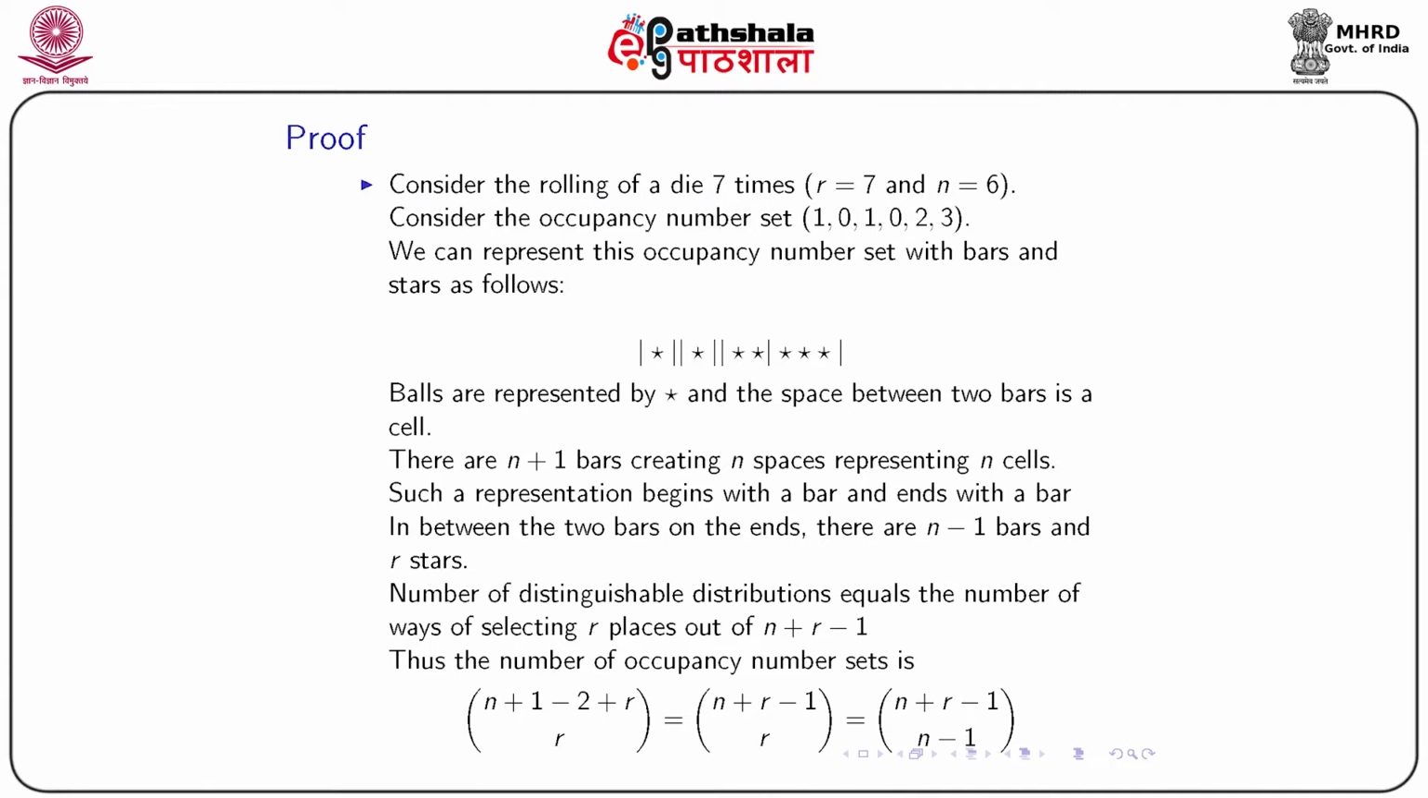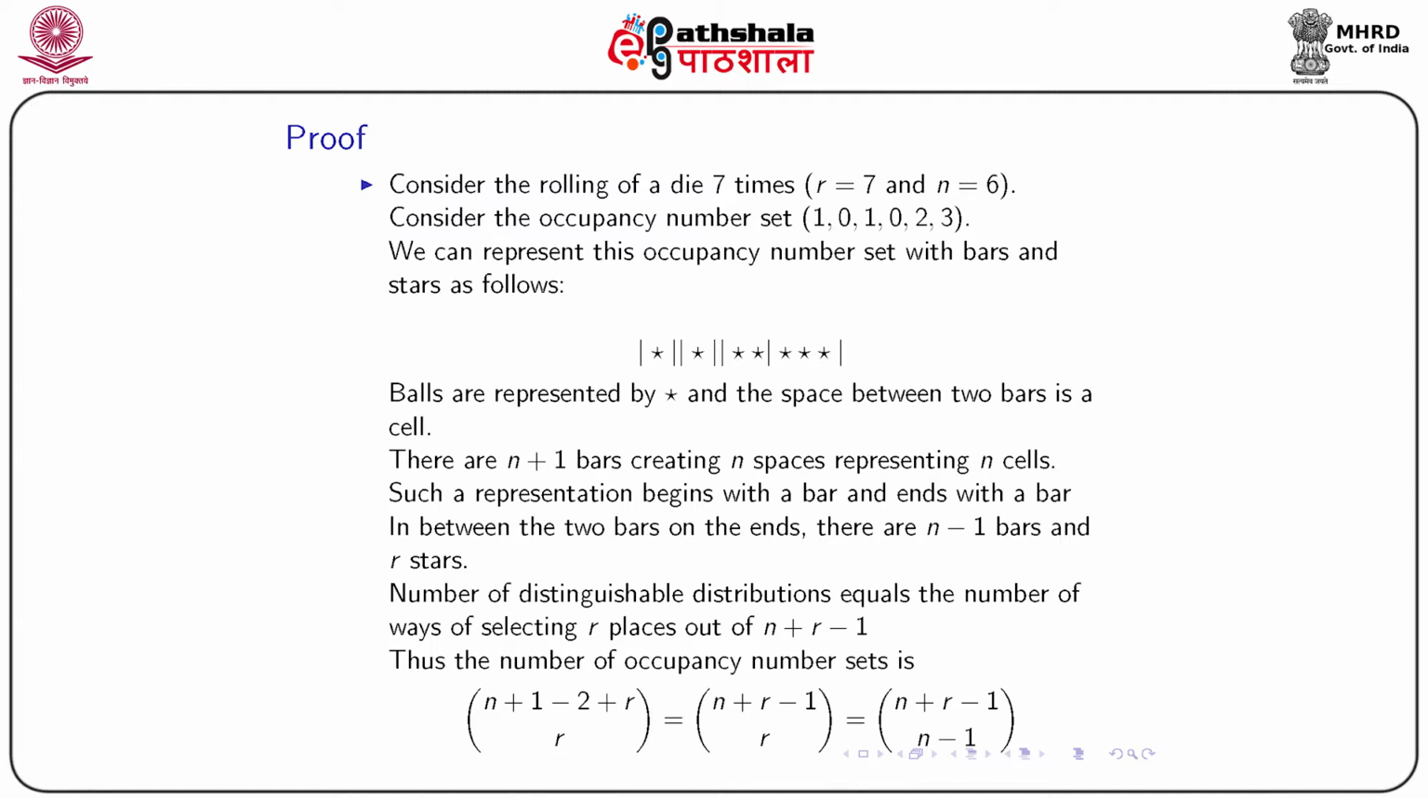Now for n cells we need n plus 1 bars, and this can create n spaces representing n cells, and such a representation begins with a bar and ends with a bar. So the first bar and the last bar we can't change, so we assume them to be fixed. Now we are left with n minus 1 bars, and these n minus 1 bars I can change, and if I change the position of these bars I will get new arrangements of the balls.